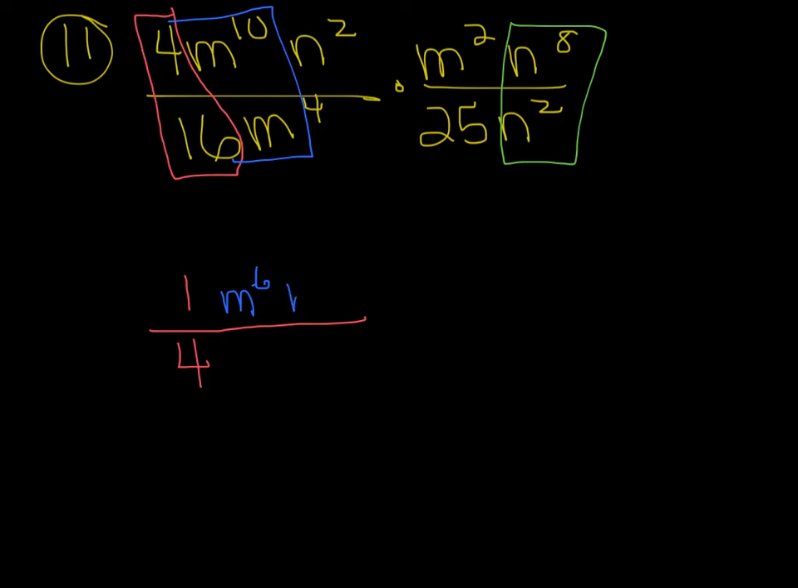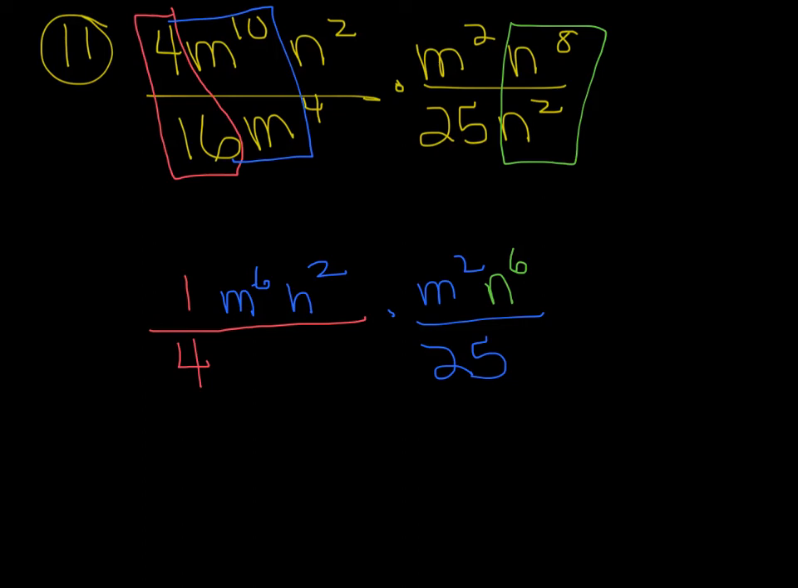So then the n to the second just stays there. We're not going to do anything with it. In the other fraction, m to the second, can't do anything with that. 25, we can't do anything with that. However, these n's we can do something with. So I have n to the 8th over n to the 2nd. I can simplify that to n to the 6th.